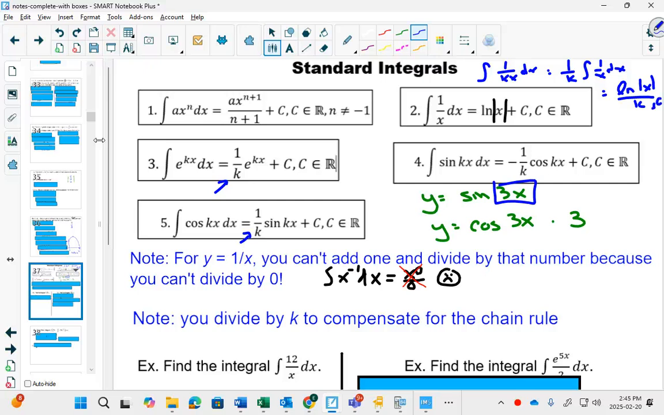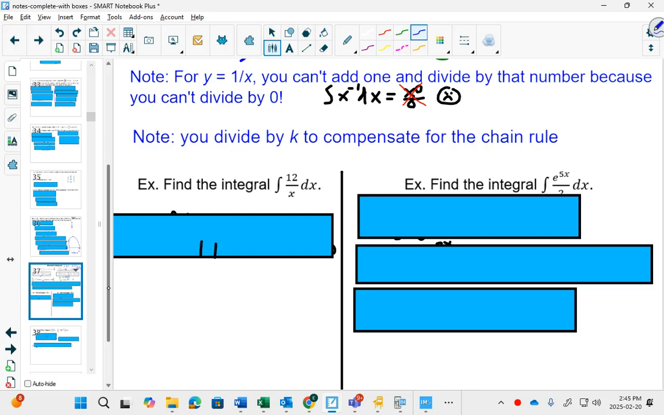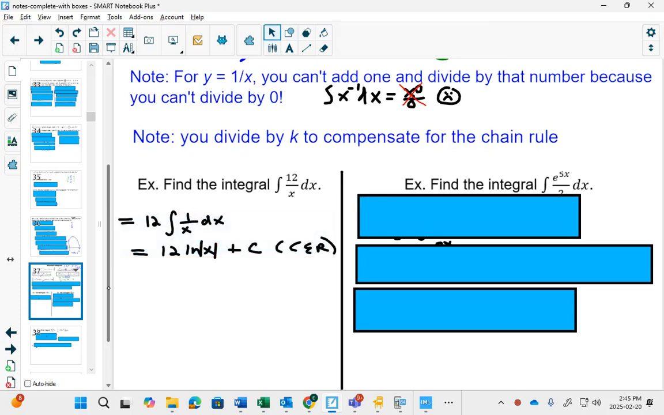Okay. So when you have a 1 over x and it's hidden with a number in front, well, that number is just a constant. You could pull that 12 out in front and then get 12 natural log of the absolute value of x.